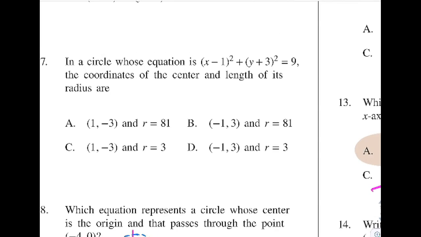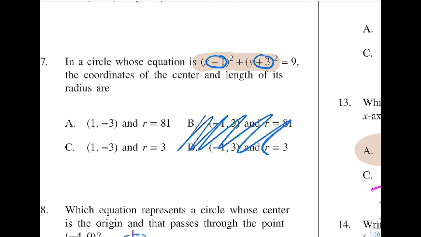Number 7. You're looking for the center. It's the opposite, so it's 1 comma negative 3, which means it can't be those. And the radius must be the square root of what you see at the end. The square root of what you see at the end.